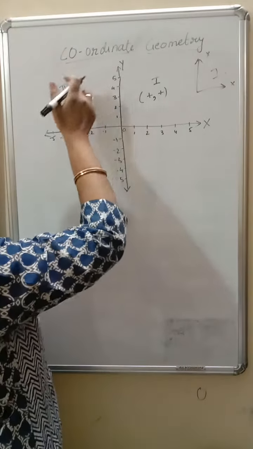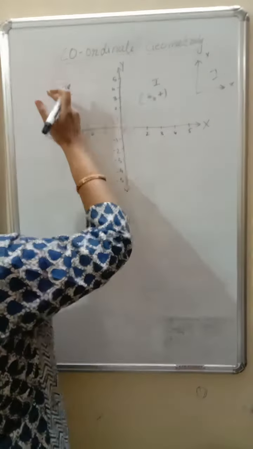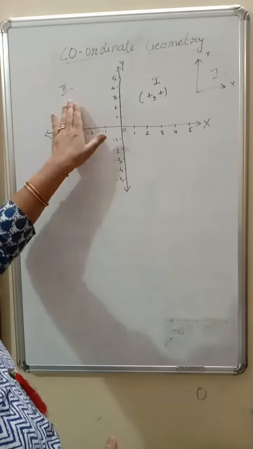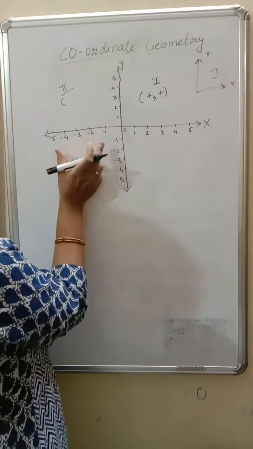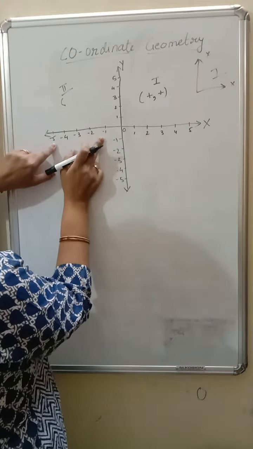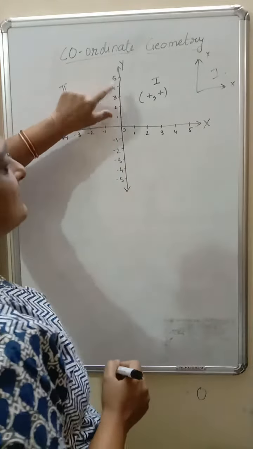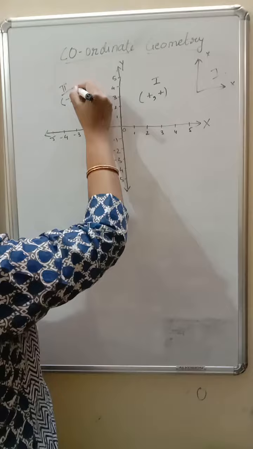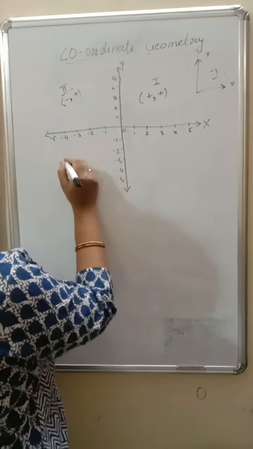See, the quadrants go in the anti-clockwise direction. This was first, and moving anti-clockwise, you will get the second quadrant. In this second quadrant, the value of x is negative, and the value of y, see, it is going upwards, it is positive.